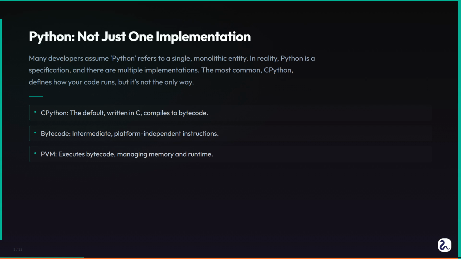CPython compiles your Python source code into an intermediate representation called bytecode. This bytecode is then executed by a stack-based Python virtual machine. This design choice simplifies memory management significantly, as CPython can rely on C's well-understood memory model. It also means that many performance-critical parts of CPython are written in highly optimized C code.